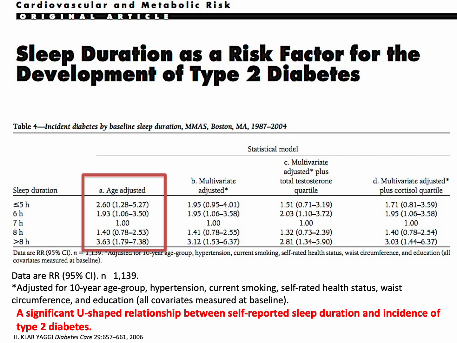Another study looking at sleep duration as a risk for development of type 2 DM found a significant U-shaped relationship between self-reported sleep duration and the incidence of type 2 DM. Okay, at 7 hours, the age-adjusted risk is just 1. If you sleep less than 7 hours, the risk increases. However, if you sleep more than 8 hours, there's a U-shaped curve leading to increased incidence of diabetes.